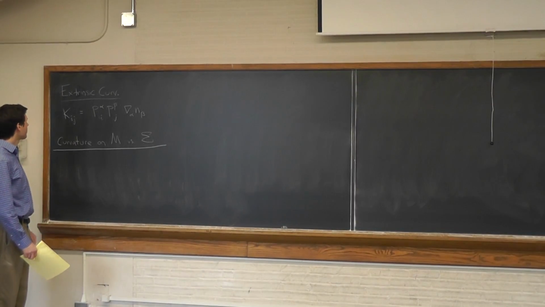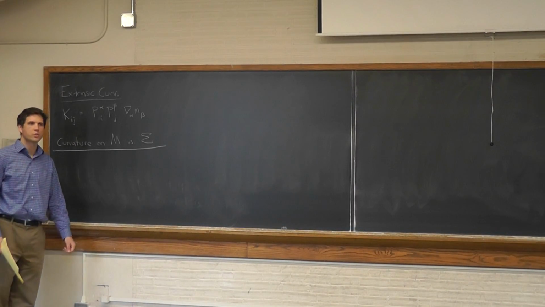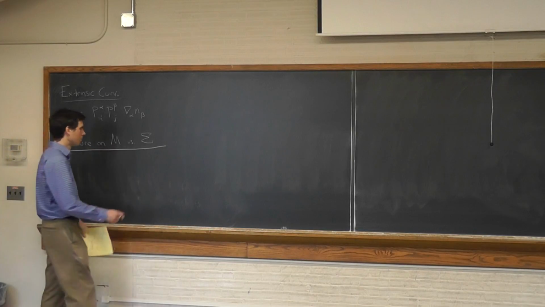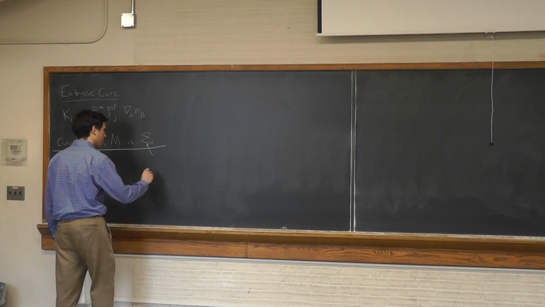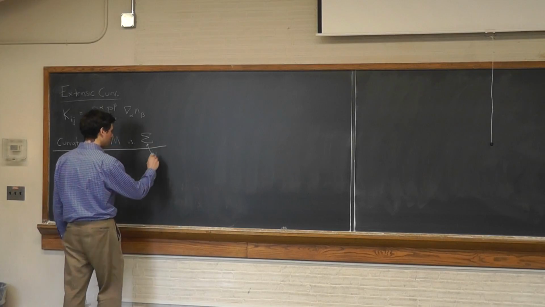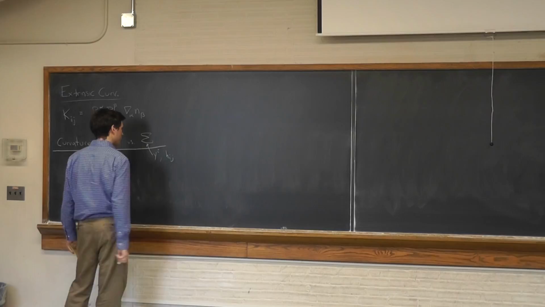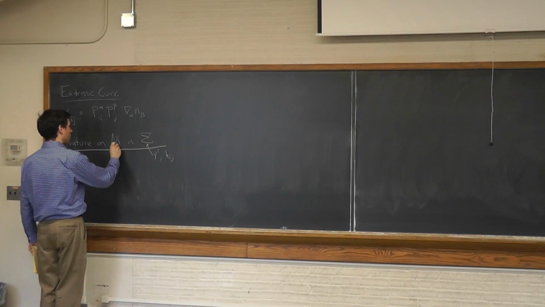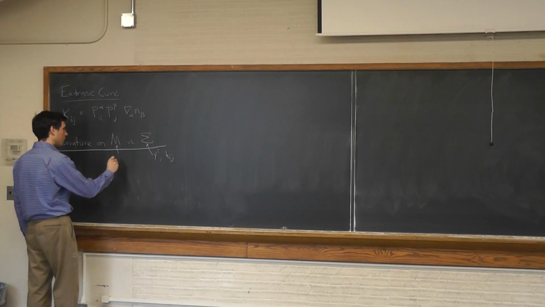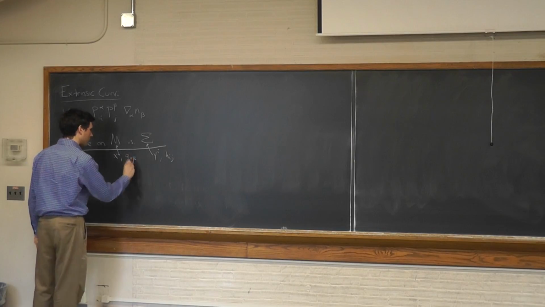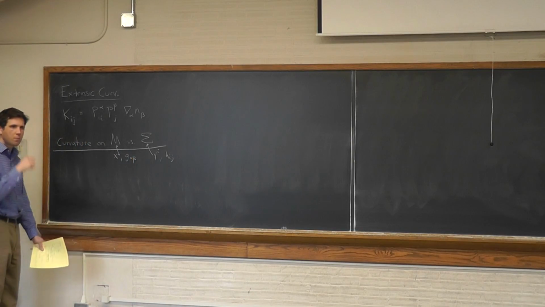Last time we defined the extrinsic curvature. It tells you how a hypersurface sigma is embedded into a spacetime M. So let me write our notation again. Our hypersurface sigma has coordinates y^i and reduced metric h_ij. Our big spacetime M has coordinates x^alpha and metric g_alpha beta.